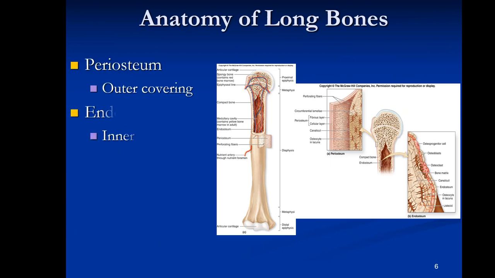All right, so looking at this picture, a couple other things. So there's a connective tissue covering that goes around the outside of the bone. That's called the periosteum. And then there is a thin lining inside the medullary cavity called the endosteum. So periosteum is on the outside, and then endosteum is lining that inside cavity. Here's a picture of the periosteum being pulled back.